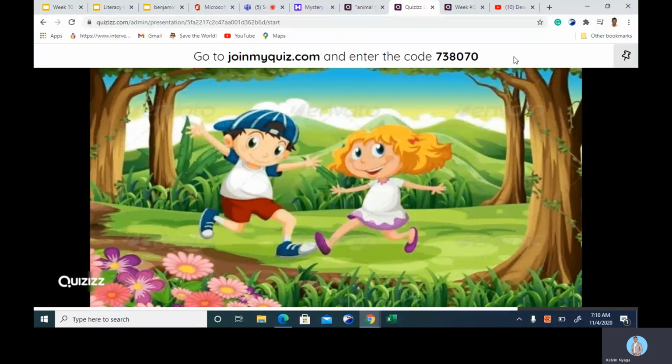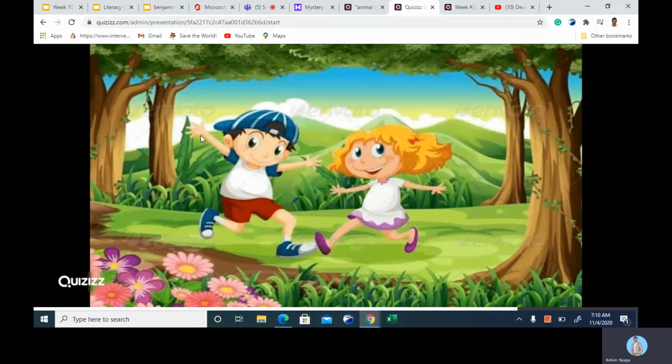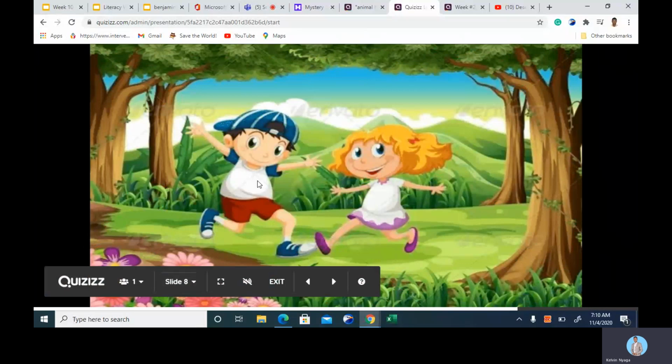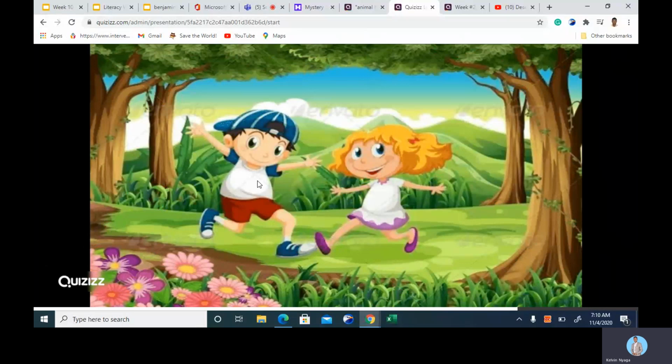Do you think they are in the jungle or in the ocean or in the pool or in the desert? Well, we said the desert is a hot and dry area where not many plants grow. So as you can see, here we have a lot of trees, we have a lot of flowers, and the children are having fun playing there. So I don't think this is a desert, neither is it an ocean. So definitely this is the jungle or a forest.